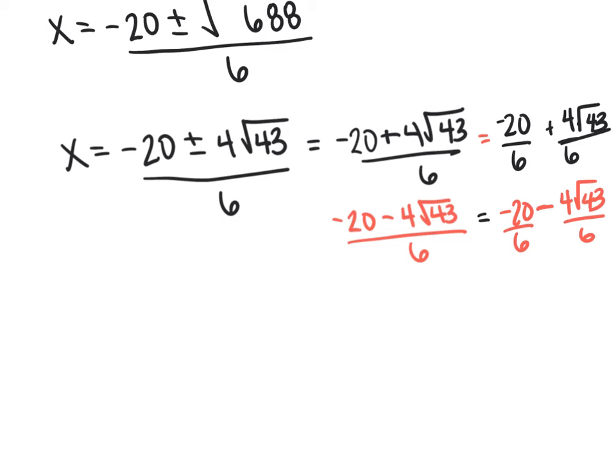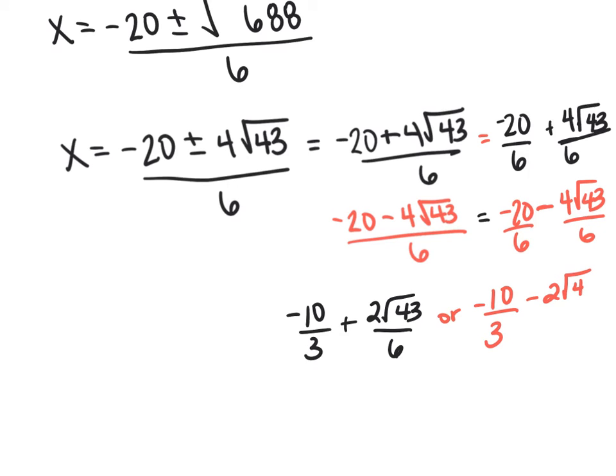And the rest of it is reducing fractions. Negative 20 and 6 both have a 2 in common. So we're left with negative 10 over 3. 4 and 6 have a 2 in common, plus 2 square roots of 43 over 3, or negative 10 over 3 minus 2 square roots of 43 over 3.